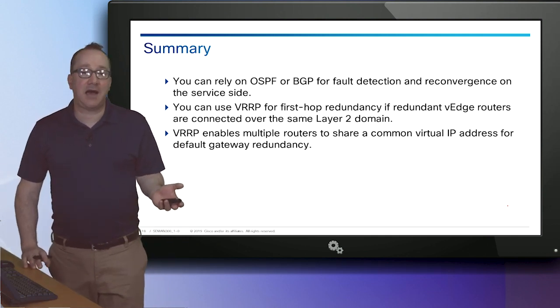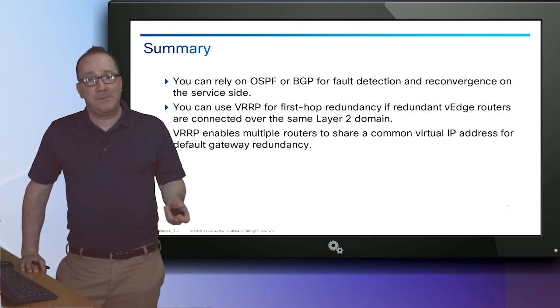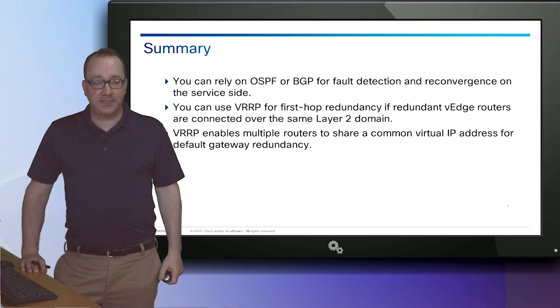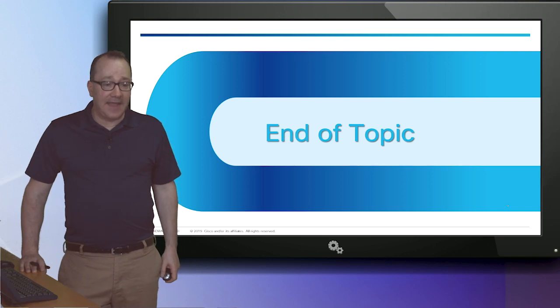And basically, it uses a common virtual IP address. If you're familiar with VRRP on a Cisco router, we've modified the configuration slightly, but it's the same exact standards-based system. Okay, and that's the extent of this section.